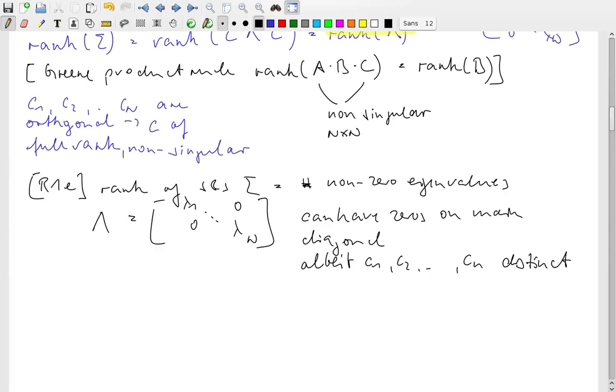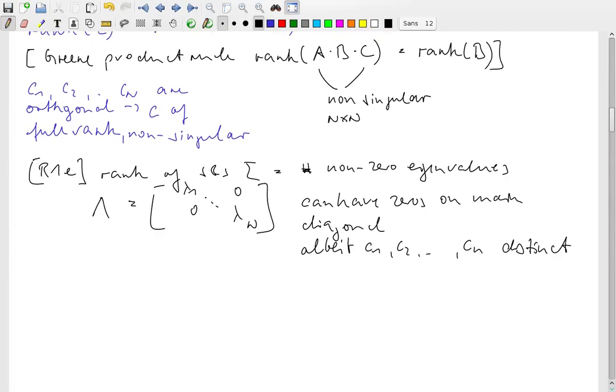It is only the eigenvalues that some of them, two or so, may be 0 actually. Okay, so it's the number of non-zero eigenvalues that determines the rank of a symmetric and square matrix sigma. That's a very important result for us to store away. Okay, and that concludes the collection of results indexed R1.